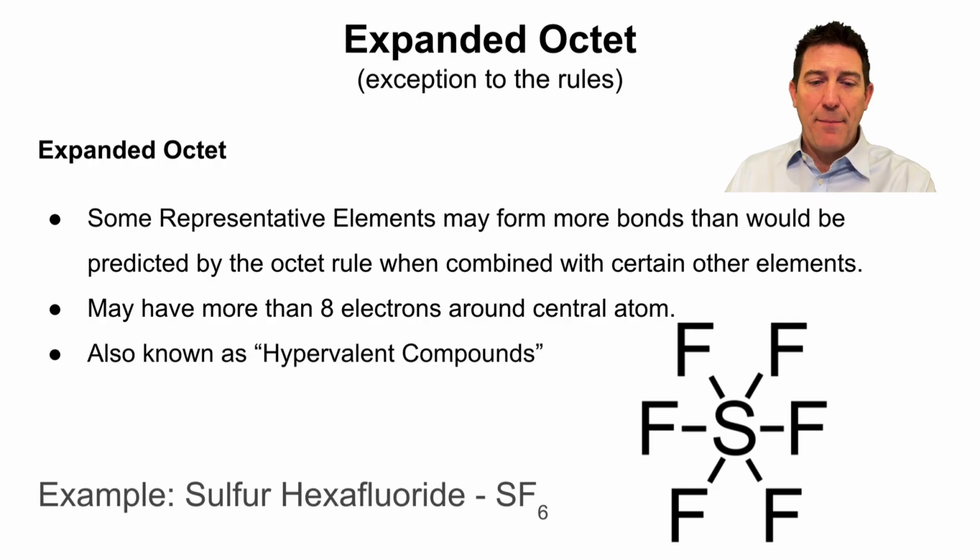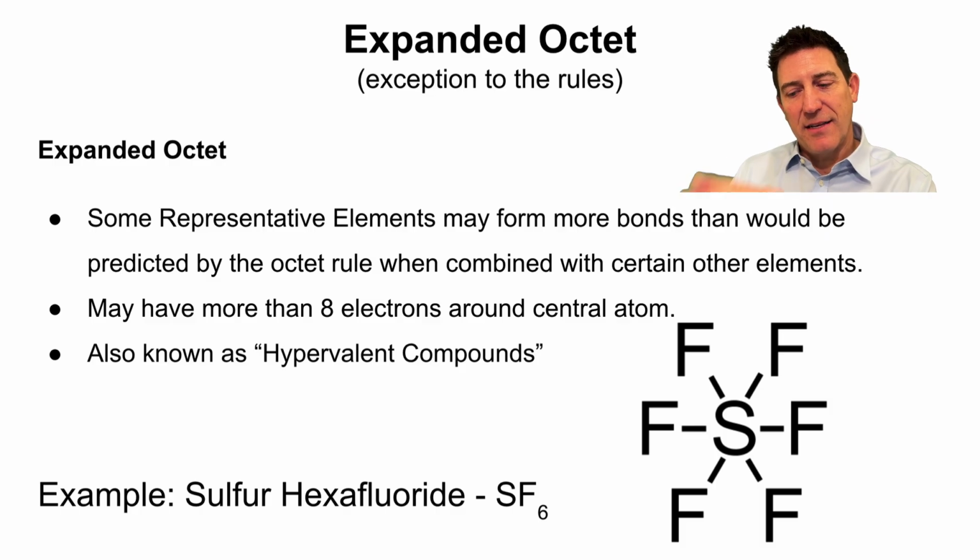Another term for these are hypervalent electrons. A good example of that is this one right here, sulfur hexafluoride. I've just drawn the skeleton structure for that to leave the electrons off. But you should be looking at that going, wow, that sulfur has way too many.